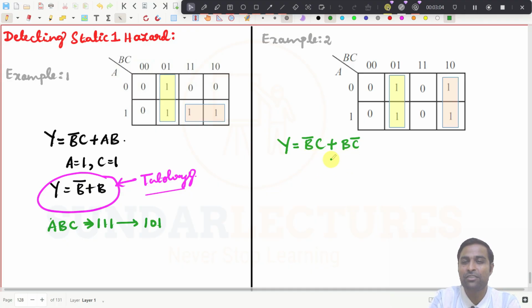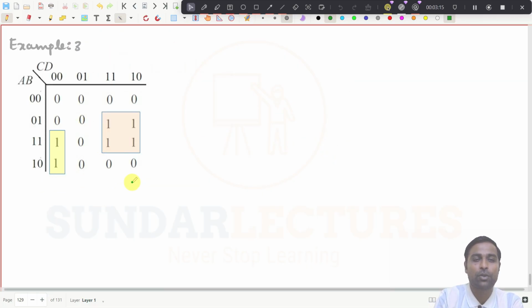B is equal to 1, then this expression will be 0. So there is no tautology possibility here. So there is no hazard 1. Static 1 hazard will not be there in this particular expression. That is the whole idea. And you can see here, this is another example.